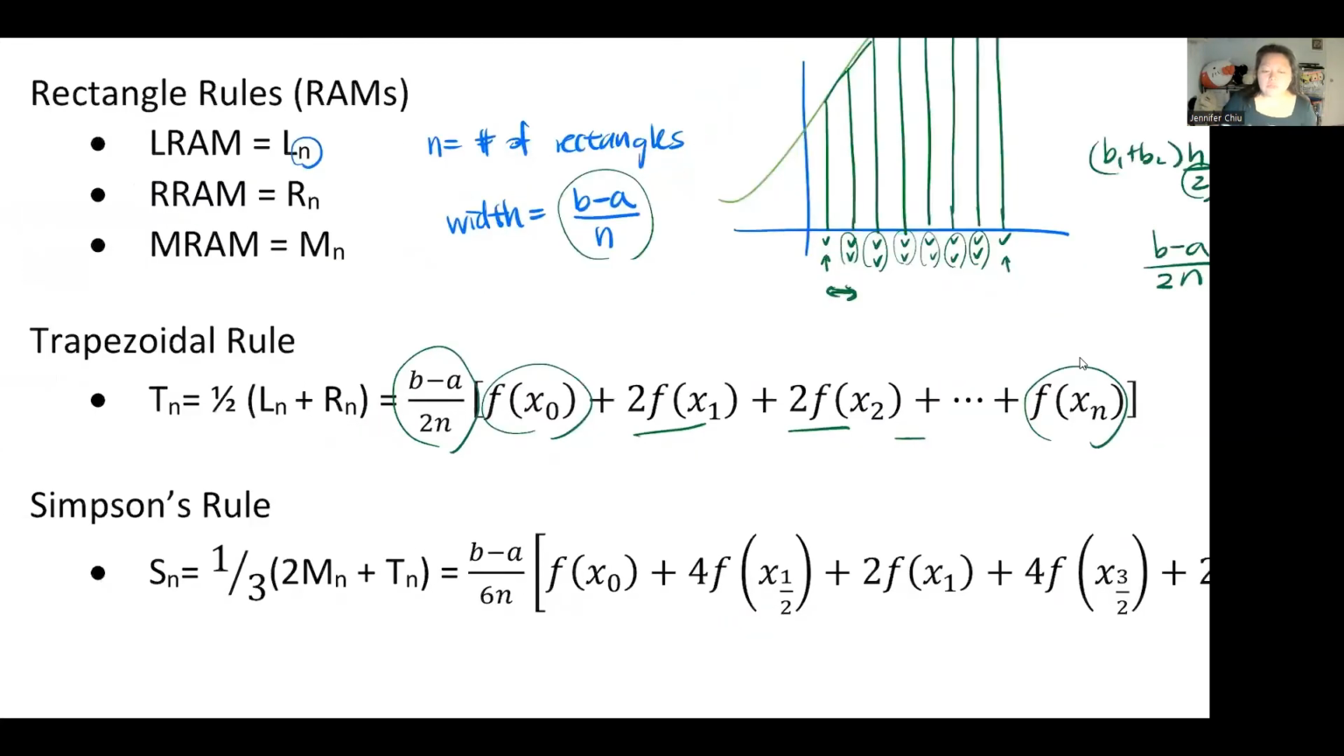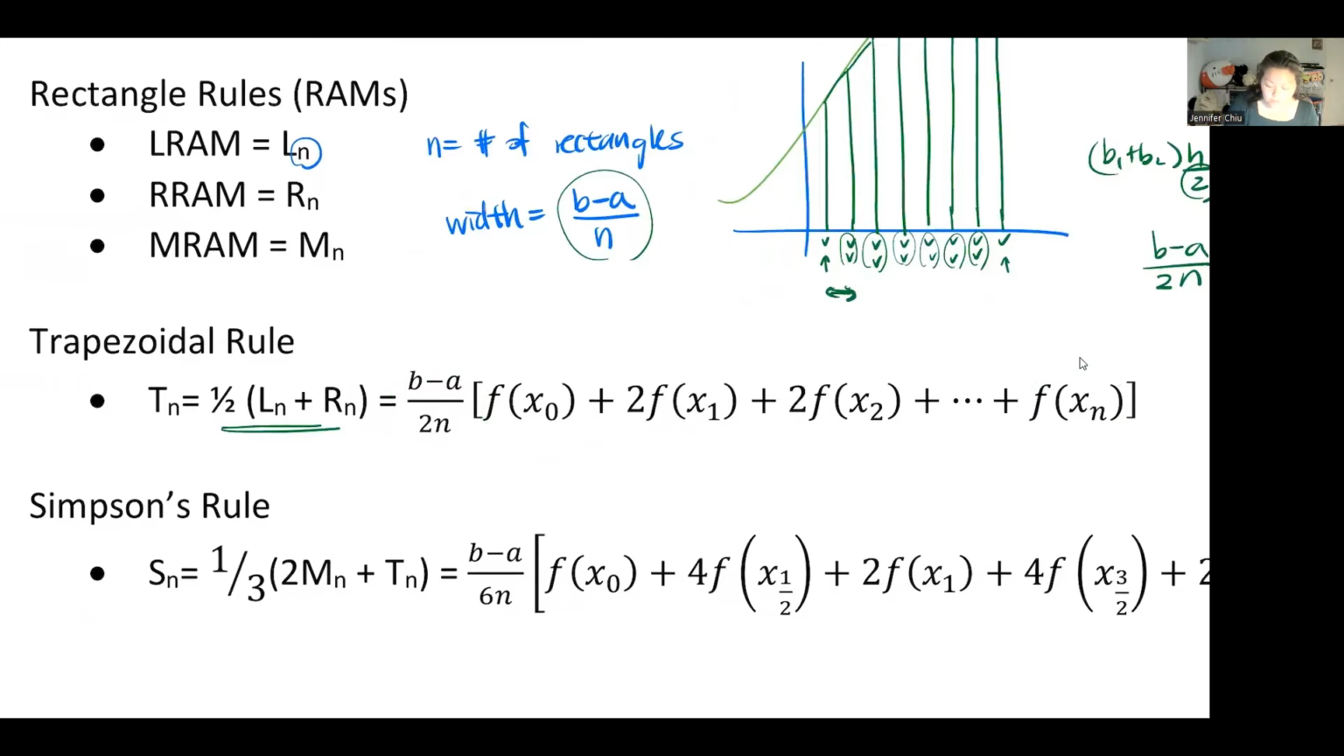Another way to look at trapezoid is the average between LRAM and RRAM. You would think that that's MRAM, but no. Trapezoid is the actual average between LRAM and RRAM, okay? And then someone named Simpson found something even better. Simpson says there's actually a weighted average that you can do by taking 2 midpoints and 1 trapezoid, and then dividing by 3, and you will actually get an even better estimate. We know this because we were able to test this out with actual integrals. Because it works with actual integrals and curves that we know, then we know that it works for curves that we don't have the exact answer to.